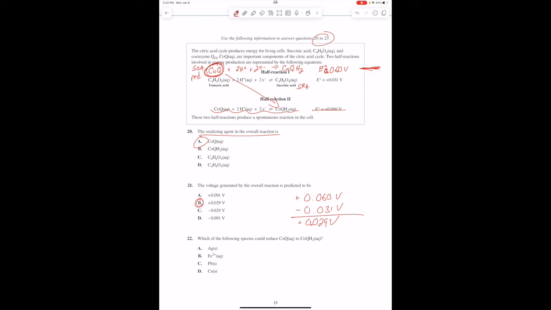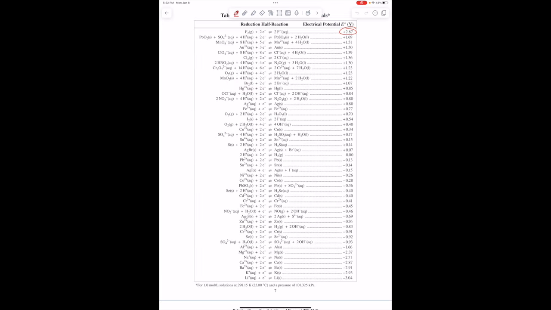I got to go look at my chart. So where is this going to be? This is going to be at 0.060 volts. So I'm going to put that on our chart. 0.060 volts, right there. So our COQ, whatever that was, is right there. Now I just got to go find these on the chart.